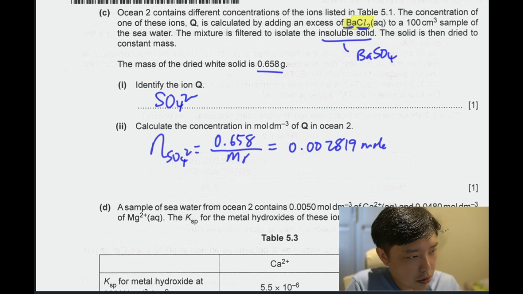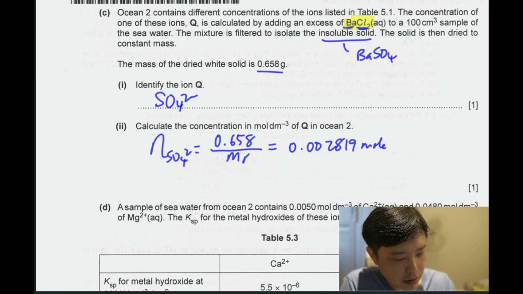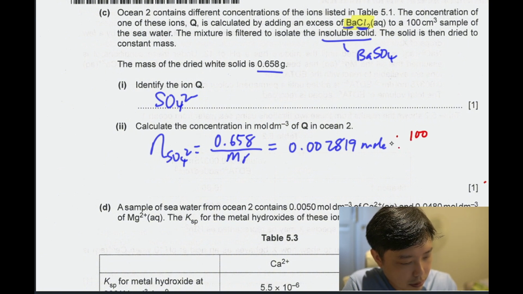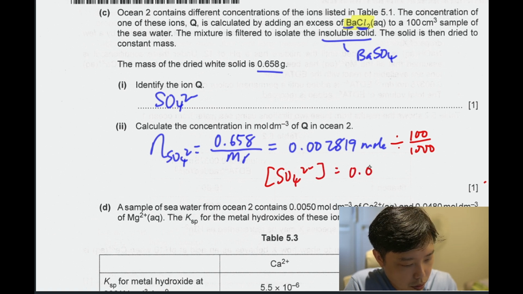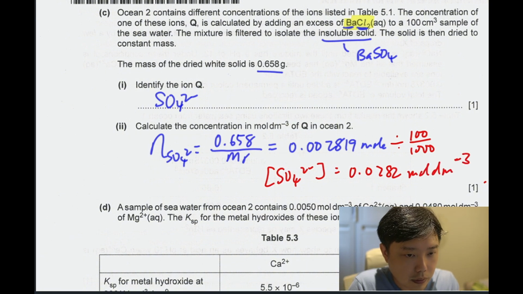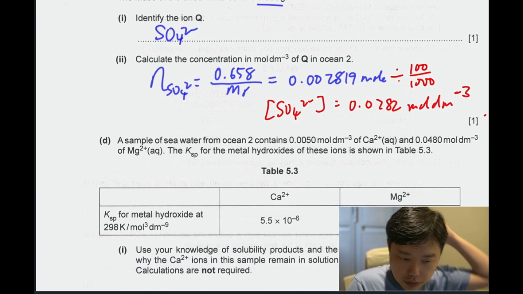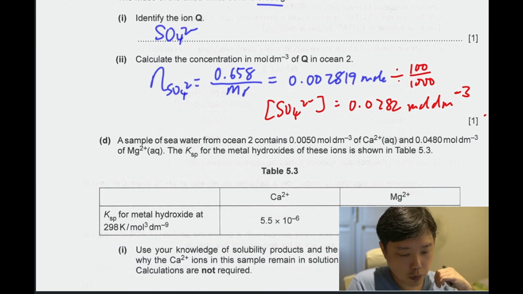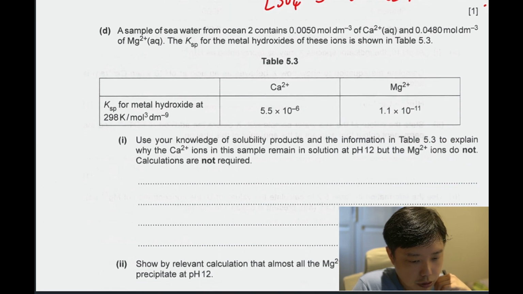Since they want concentration, you just take this answer and divide by 100 over 1000. So you should get concentration of sulfate equals 0.0282, rounded off to 3 significant figures, mole per dm cube. Okay, so that's it for part C. Fairly short question. Let's go on to D.